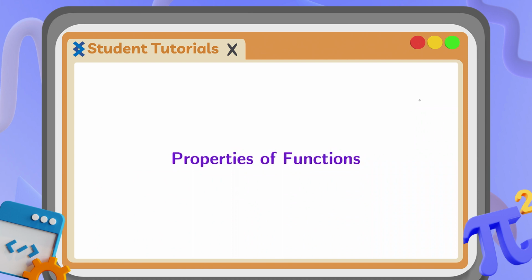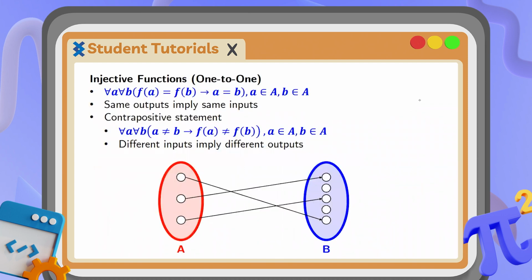So now let's focus on the properties of functions. First, we have injective functions, which are one-to-one, where for all of A, for all of B, if f of A is equal to f of B, then that implies that A is equal to B, where A and B are both in the domain. To make it simpler, this just means that same outputs imply same inputs. Contrapositively, we can say that if the inputs are not equal, then the outputs are not equal. Or different inputs imply different outputs.